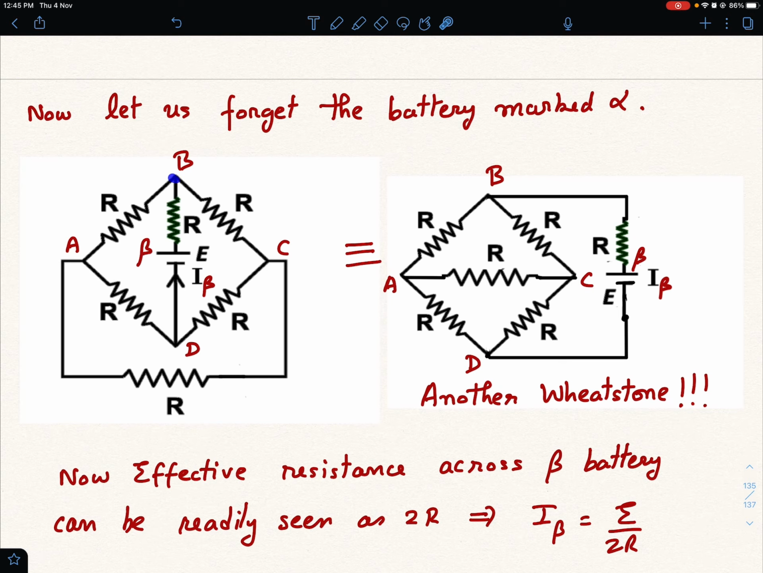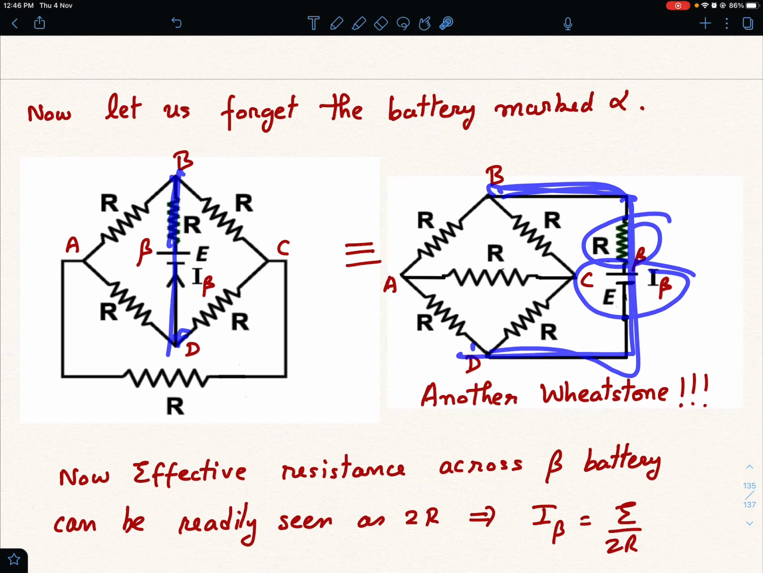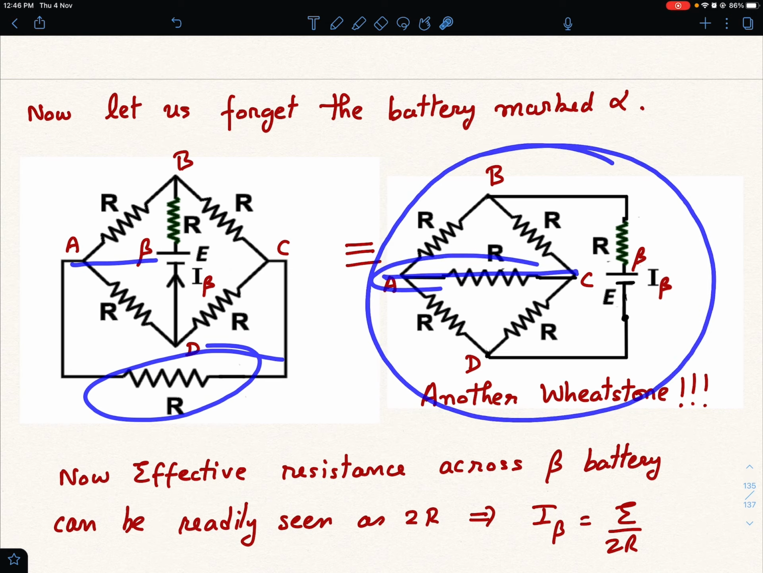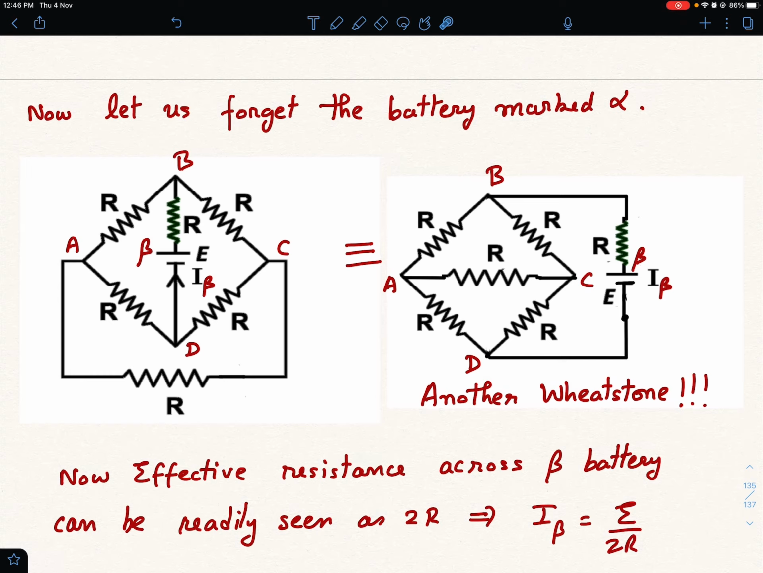Can you see that the right hand side circuit is exactly the same as the left hand side circuit, except that between B and D you see this resistor, so there is a resistor and battery combination here also between B and D. It's the same topology, just a little bit of rearrangement, and this resistor is directly connected between A and C. So these two circuits are, from the topology point of view, exactly the same circuits, okay.